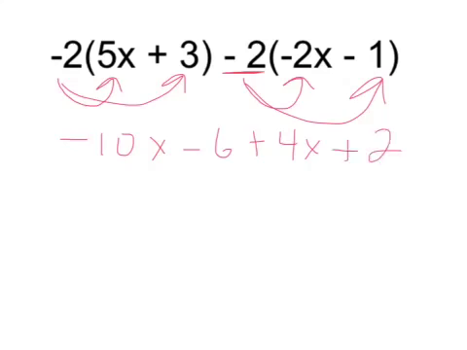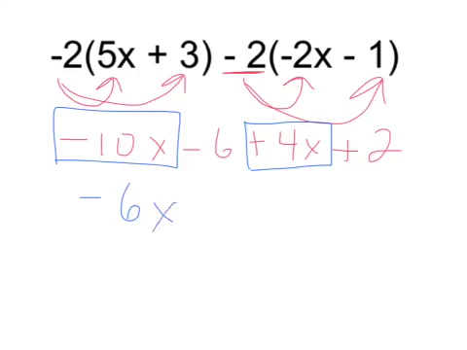Once you've distributed everything that you can, you combine like terms. So we're going to combine the x's here. So we have negative 10x plus 4x. That gives me negative 6x when I combine them. I'm going to take negative 6 and positive 2, the constant terms, combine those, and I get minus 4.